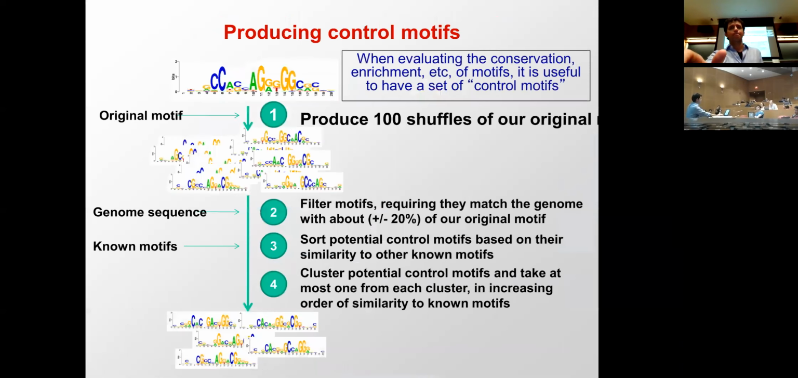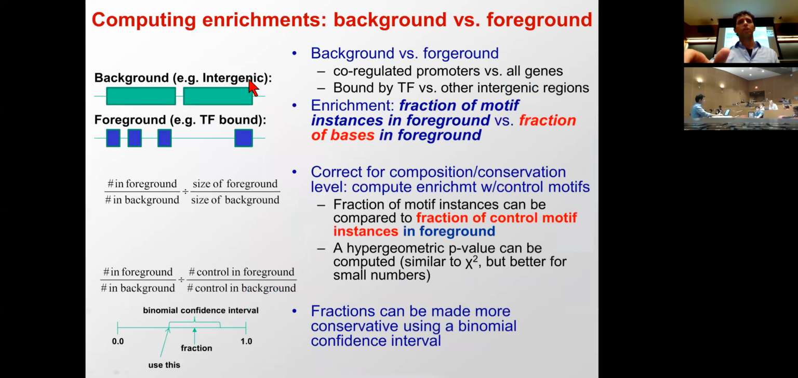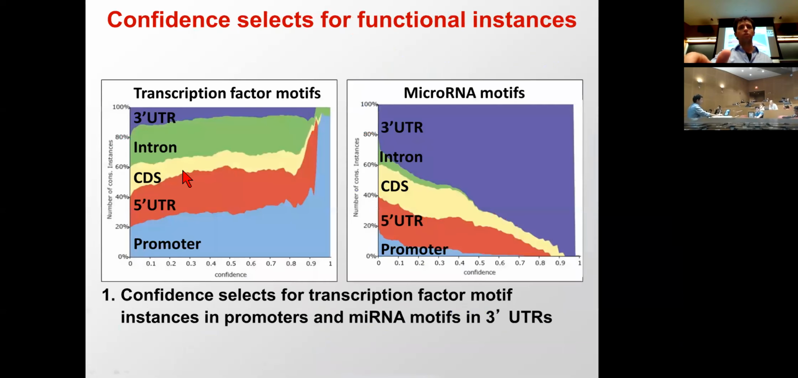Awesome. Great. So that's how we're going to produce control motifs: hundreds of shuffles, and then filter the motifs, sort control motifs based on the similarity to known motifs, and then cluster them, and then end up with a family of control motifs that we're going to be using for testing. We're going to compute enrichments in the same way by randomizing our regions.